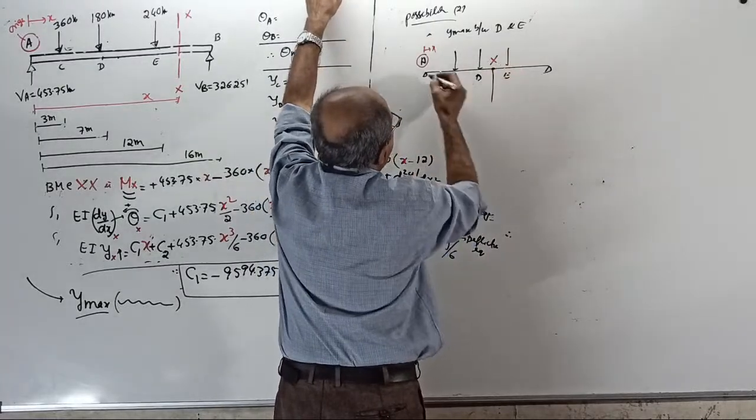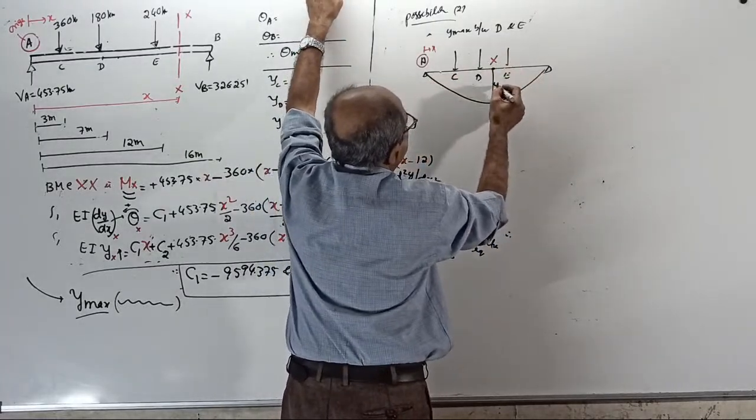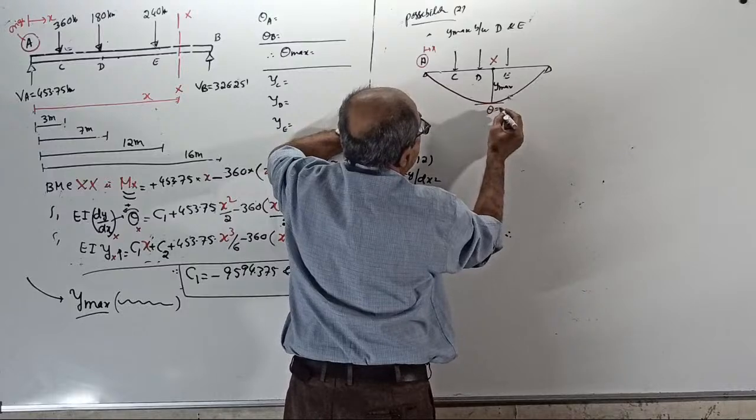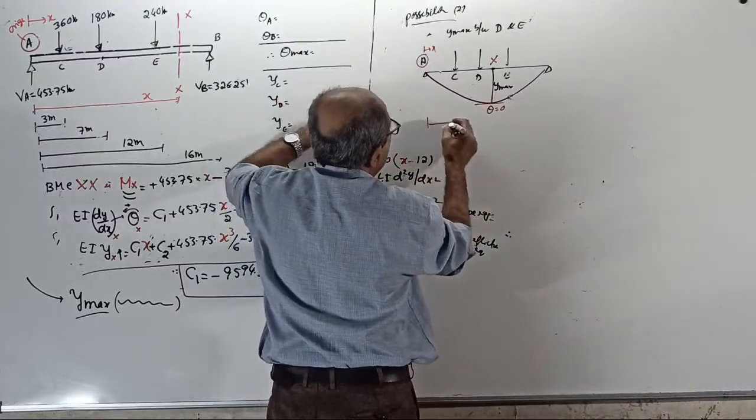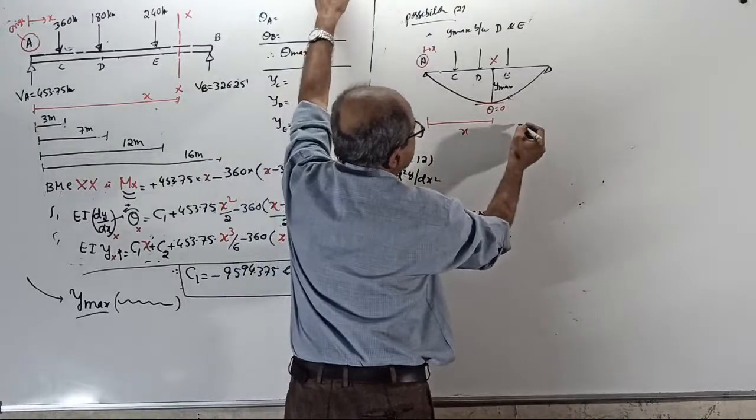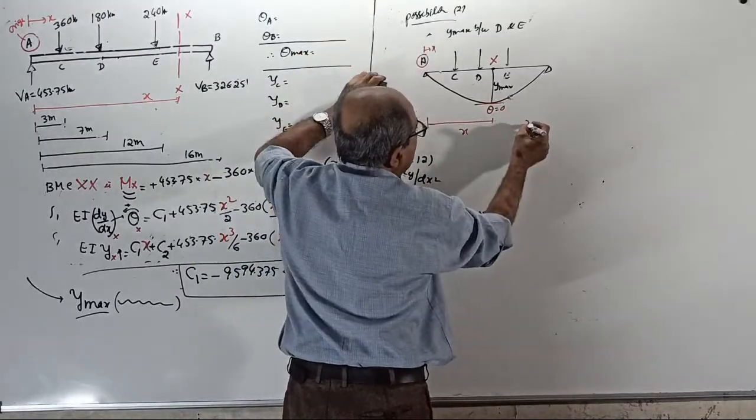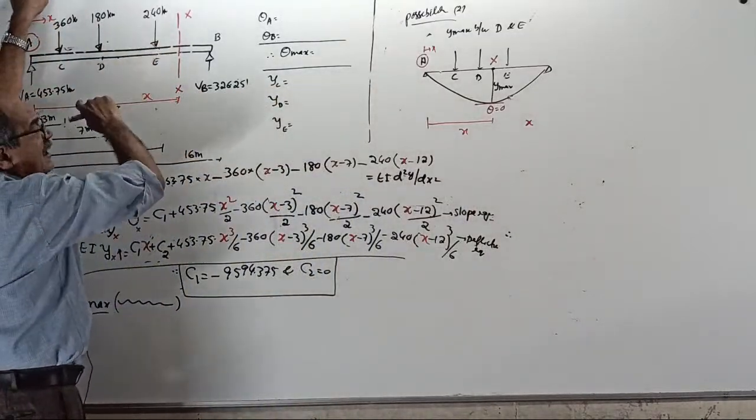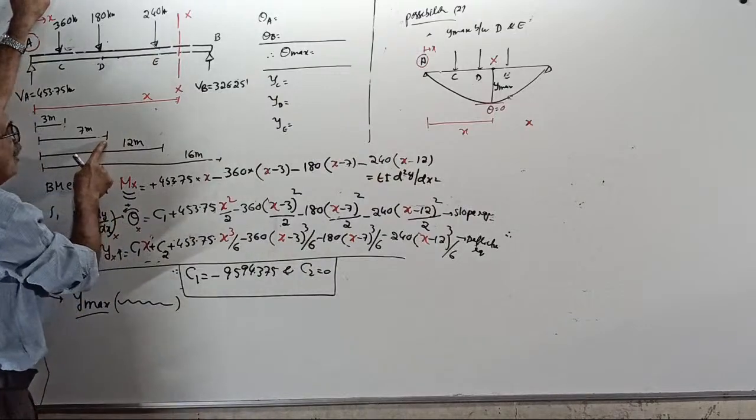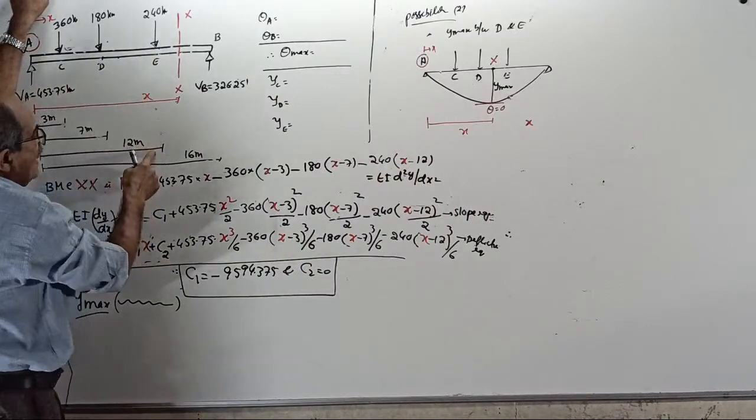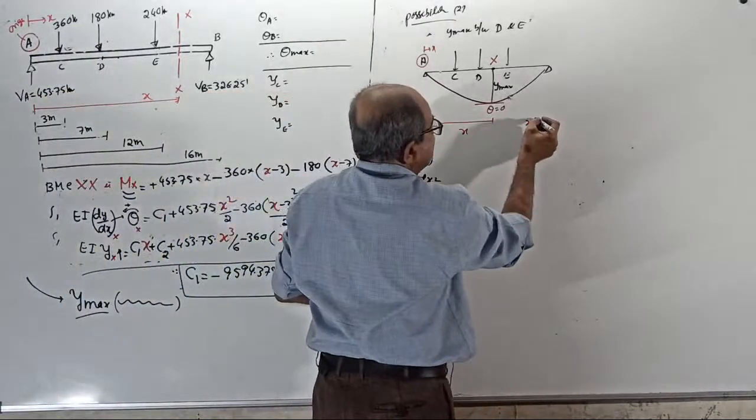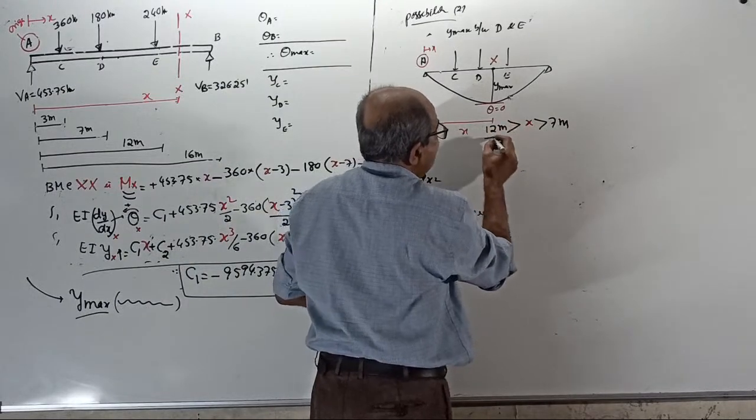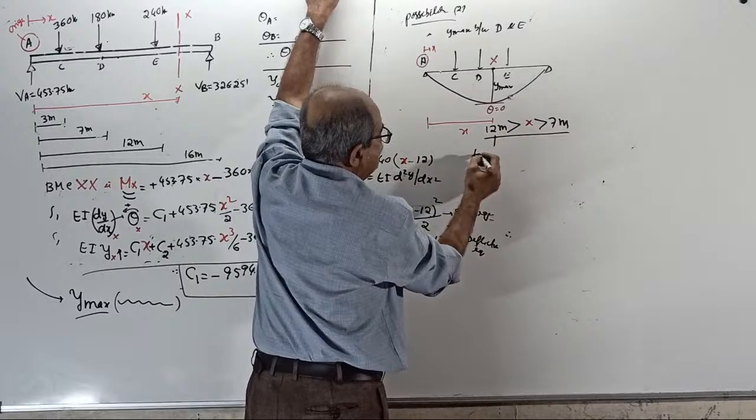So the elastic curve we are taking like this. This is your y max. At that point, slope theta equals 0, and the distance is x from here. Now, 100% this x value is what? It is after D but before E. After D means x should be more than 7. Before E means x should be less than 12. So this x is more than 7 meter and less than 12 meter. This is the range.